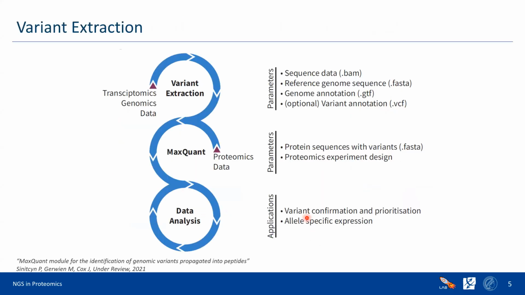In general, how we deal with mutations and variants in MaxQuant consists of three steps. The first step is variant extraction, when we take transcriptomic or genomic data, like NGS data, usually BAM files, and extract mutations with very relaxed calling rules. So we are really taking a lot of false positive variants.